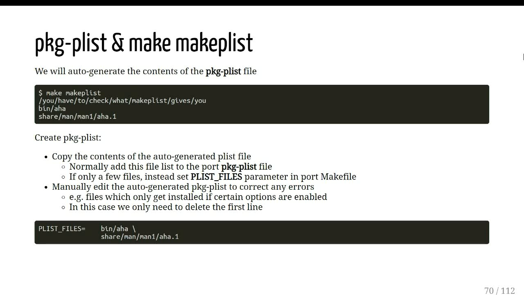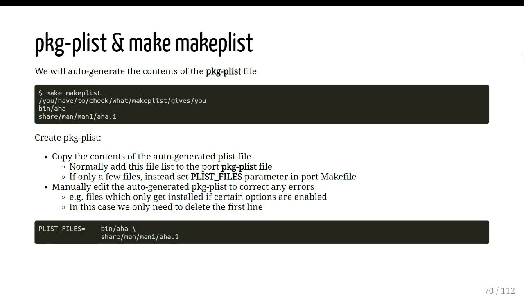You have to define in your port every single file that will be installed by this port, and that's called a package plist. But rather than do it yourself, you can run the command make plist, and it'll stage the port, find out all the files that were installed, and create a plist for you. The only thing is it does spit out a comment at the top of the plist, telling you to check what make plist gives you.